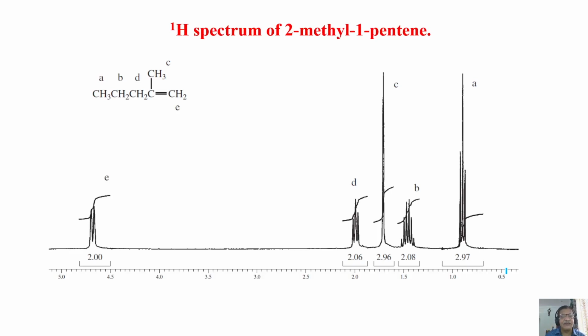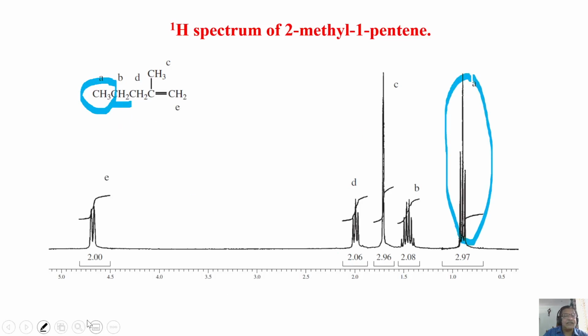Next, let us go further. This is another molecule, 2-methyl-1-pentene. Some think it is a linear molecule. Look at this molecule. We will start with this one because it is fairly simple to analyze. CH3. It is coupled to CH2. For this simple reason, you must get a triplet. Okay, that is analyzable. Very fine, we can assign.